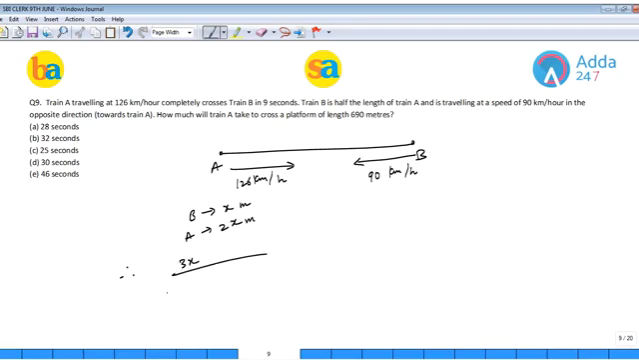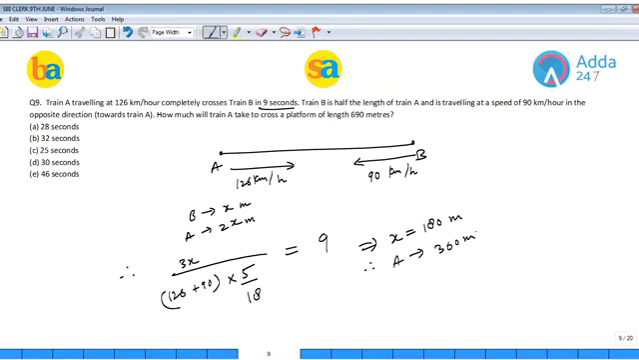Therefore, 3x upon 126 plus 90 into 5 by 18 to convert it in meter per second will be equal to 9, because 9 seconds is the time. This implies x is equal to 180 meters. Therefore, length of train A will be equal to 360 meters.